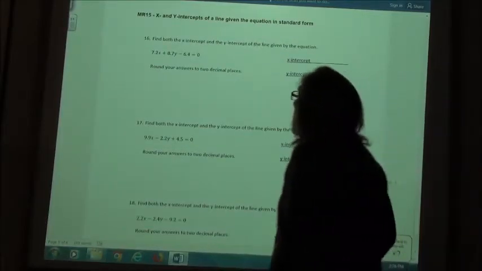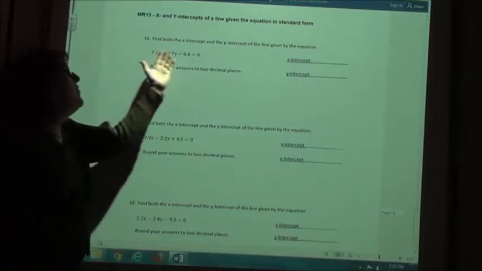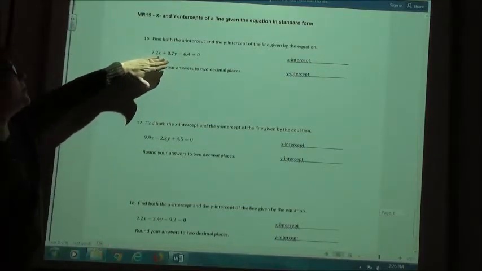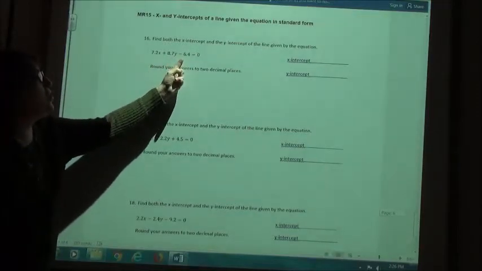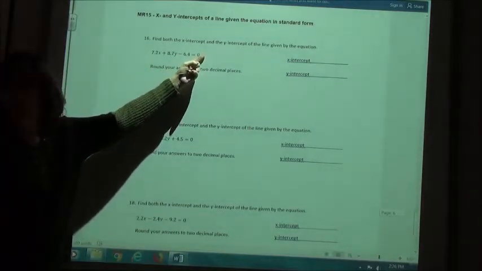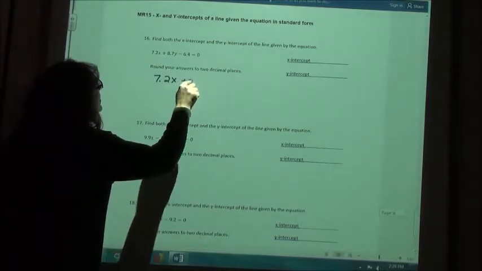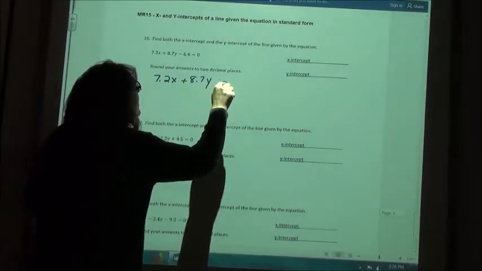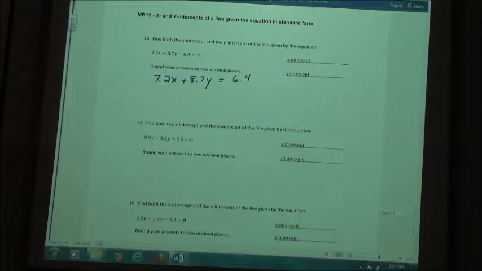The next one wants you to find both the x-intercept and the y-intercept of the line given your equation. Round your answer to 2 decimal places. Normally, if I'm going to find my x and my y-intercept, I'm going to put it in standard form first. So if everything's all on the same side, I'm just going to move my number to the other side. So I'm going to write it as 7.2x plus 8.7y equals, that's going to become a positive 6.4. I could leave it where it is, but then I'd end up moving it all the time.